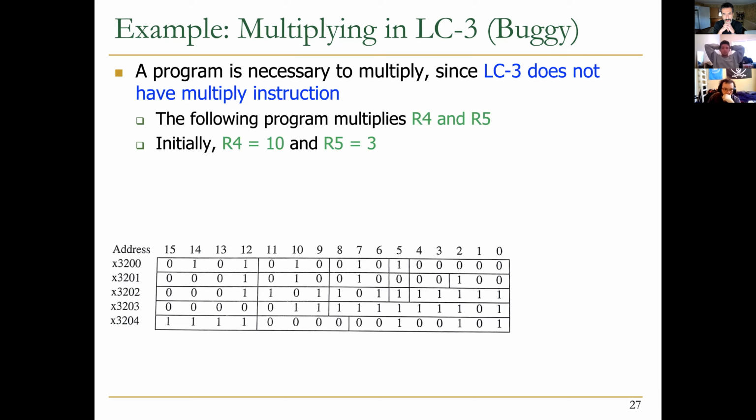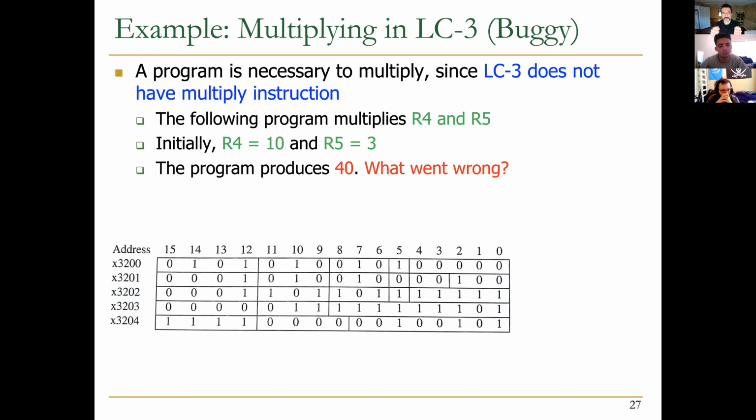So we initialize these two registers, R4 and R5, to 10 and 3. And then the program that you see down there produces 40, which is clearly a wrong answer. The answer should be 30, right? We want to multiply 10 by 3. The result should be 30, not 40.